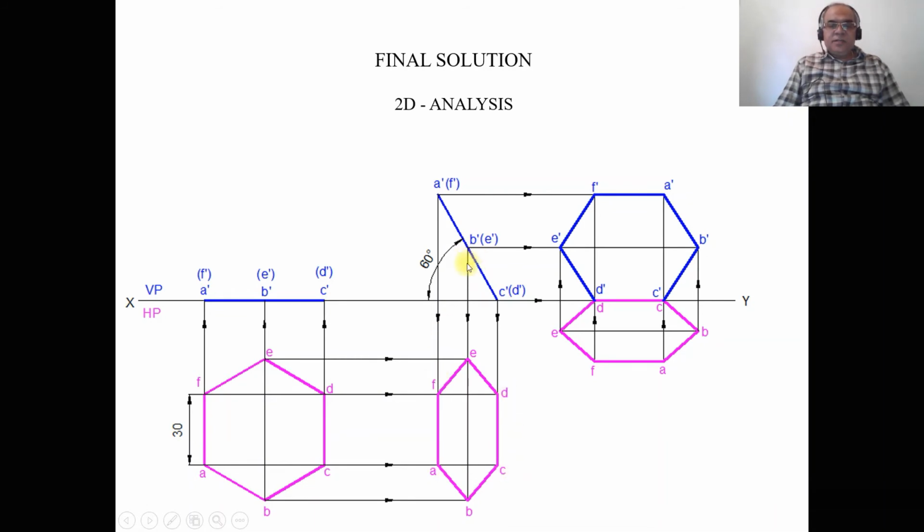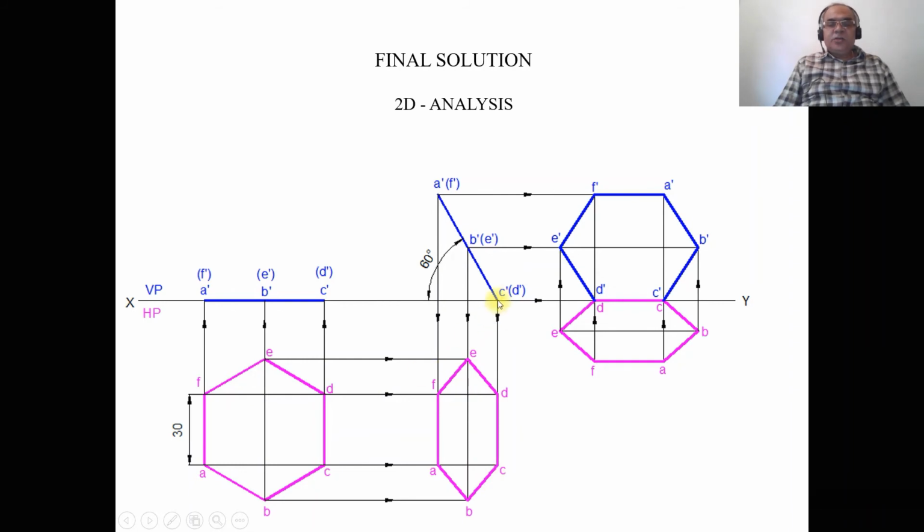Then draw a vertical projector from B dash and E dash, and draw a horizontal projector from B and E from the first position top view. Both these two lines are going to intersect at this point and also at this point. You mark them as B and E. Then join A to B, B to C, C to D, D to E, E to F, and F to A with a dark line. This is how you will be able to produce the second position top view.